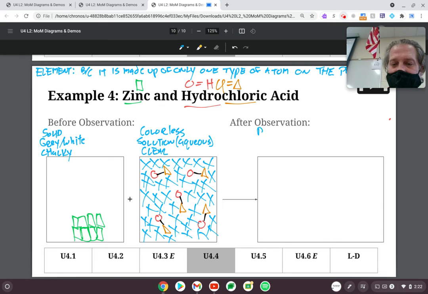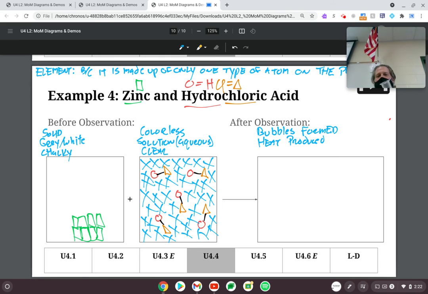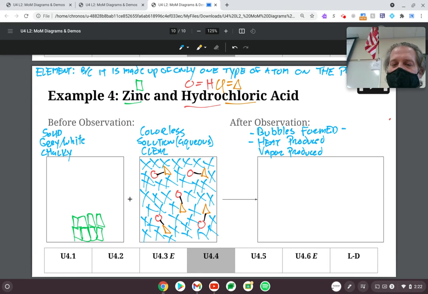Okay, so bubbles formed, heat was produced. What else appears to be given off? So a vapor produced. I heard somebody say there was an odor produced.